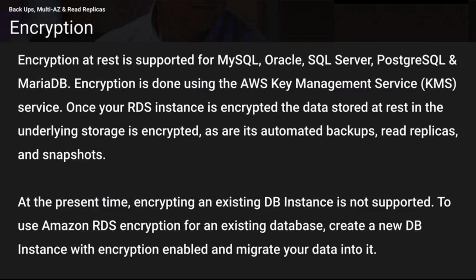And encryption is usually done using the AWS Key Management Service, that is KMS. And once the RDS data is encrypted at rest, the underlying storage is also encrypted, as are its automated backups, read replicas, and the snapshots. So if your database is encrypted, then all the snapshots, whether manual or automated, and the read replicas, everything gets automatically encrypted.